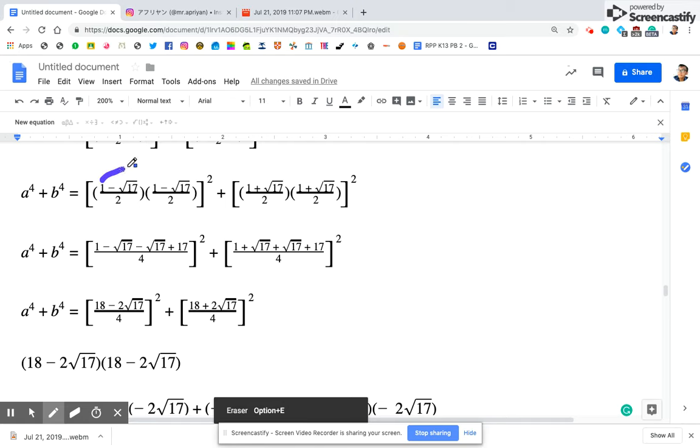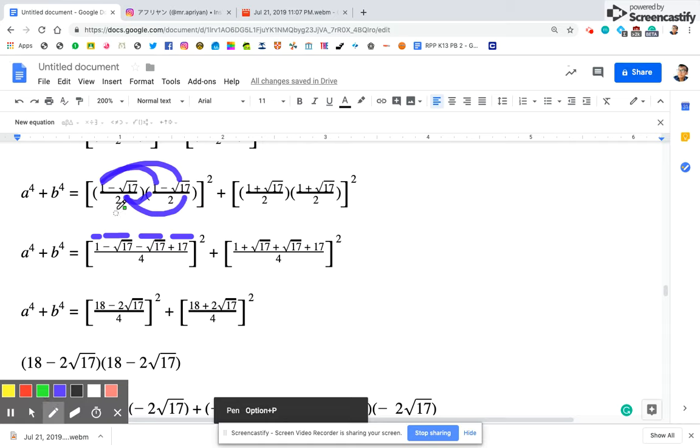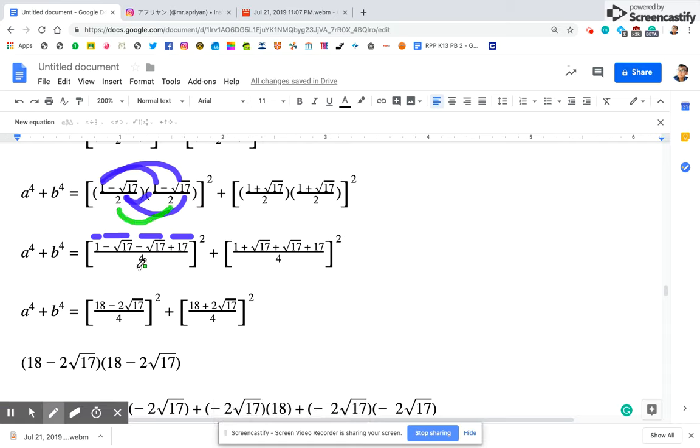Let's expand. 1 times 1 equals 1. And then 1 times negative square root of 17 is negative square root of 17. And then negative square root of 17 times 1 is negative square root of 17. And negative square root of 17 times negative square root of 17 will be positive 17. And 2 times 2 is 4.